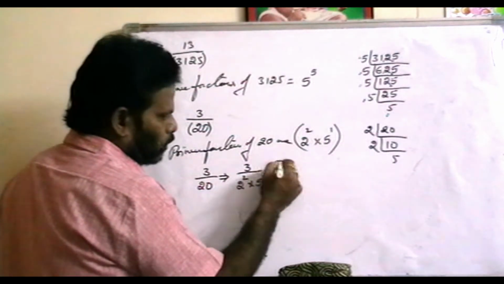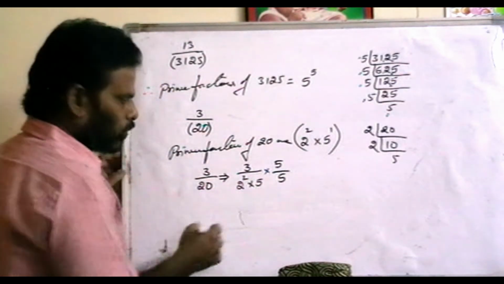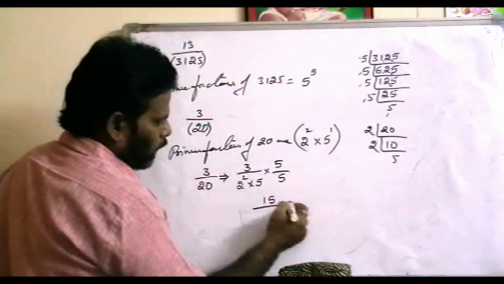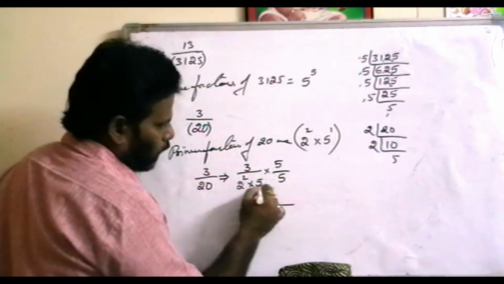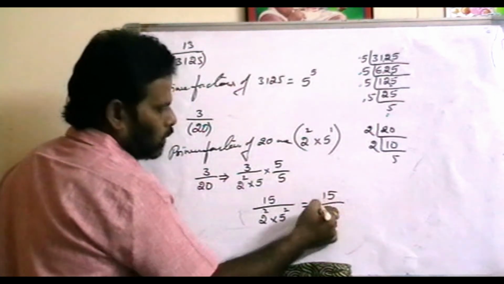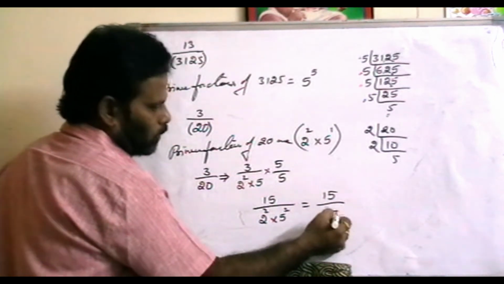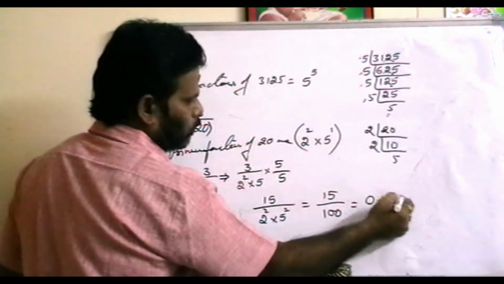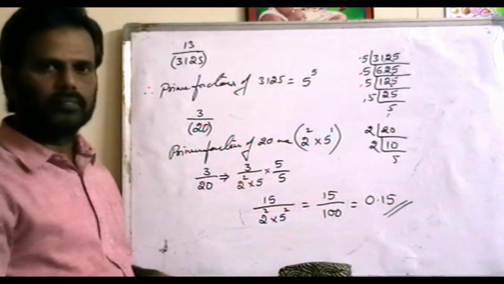Suppose you multiply both numerator and denominator by 5, so 3 5s are 15 by 2 square into 5 into 5, 5 square. Now 2 square into 5 square is nothing but 2 5s are 10, 10 square, 100. 15 by 100 means 0.15. It is a terminating decimal.